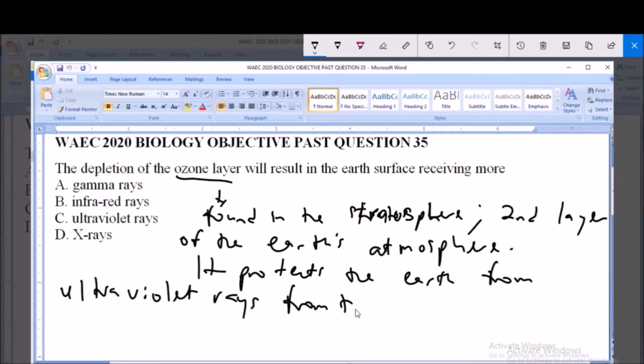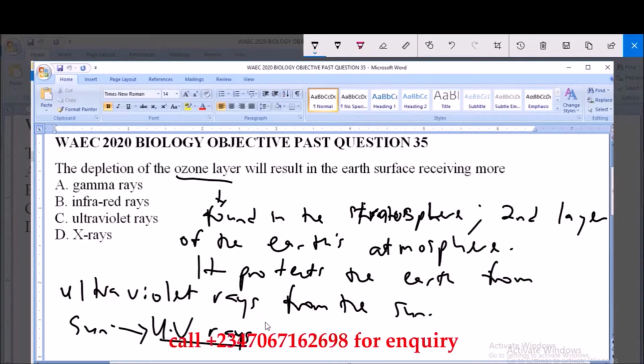from the sun. So the sun emits ultraviolet rays or UV rays, and these rays, when they come in contact with human skin or basically human life or other organisms on the Earth, they can cause one form of damage or the other. So the ozone layer is there to protect from these UV rays, these ultraviolet rays from the sun.